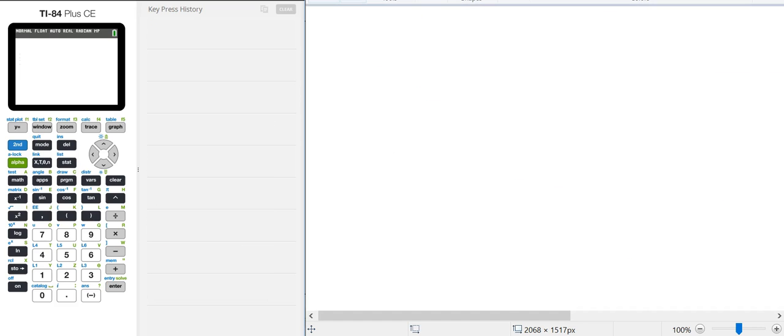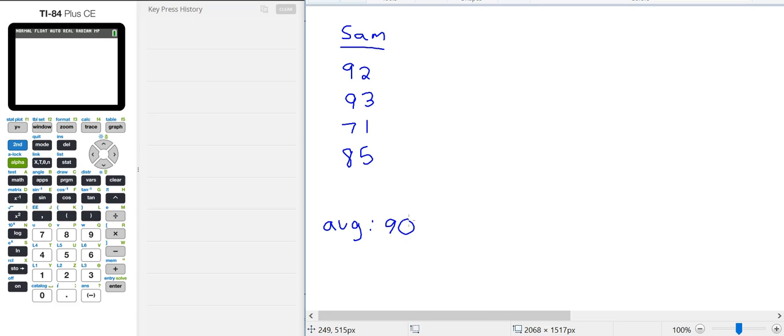On the Regents, you might also be given a question that asks you a specific question relating to means. Let's say we have a question that tells us that somebody took some tests. Let's say Sam took 4 tests this semester, and on his tests he got 92, 93, 71, and 85. And he's going to take one more test this semester, and he wants his average score to be a 90. We need to know, what does he need to get on his 5th test in order that his average score should be a 90?